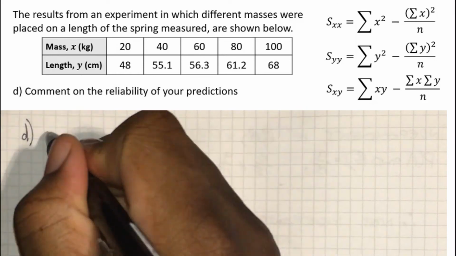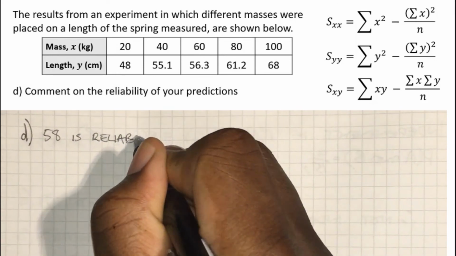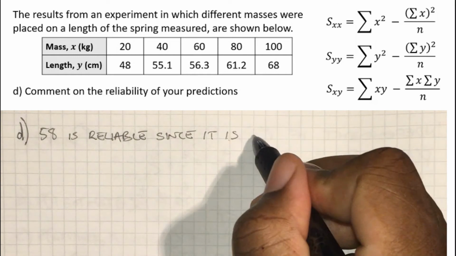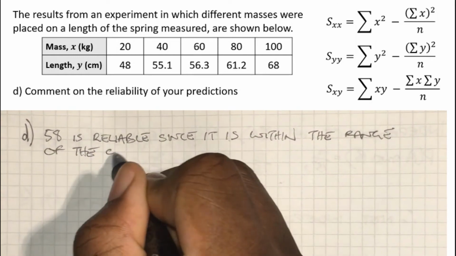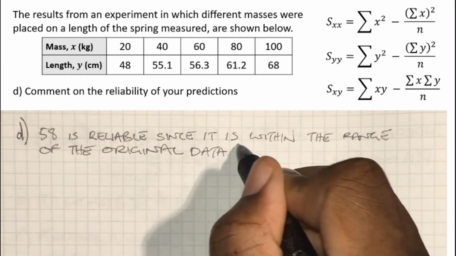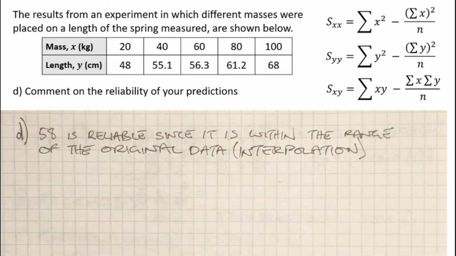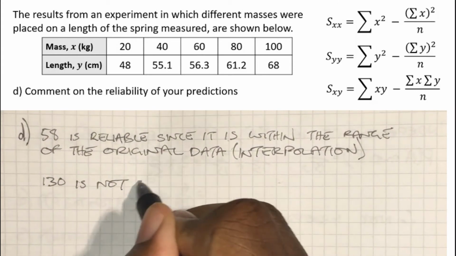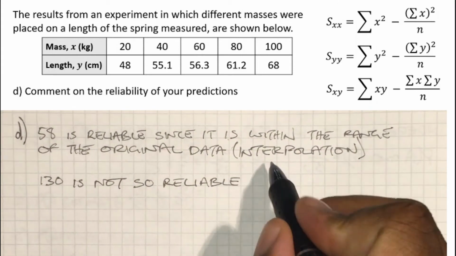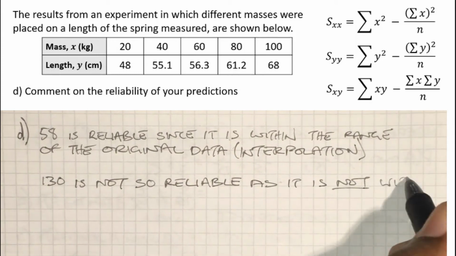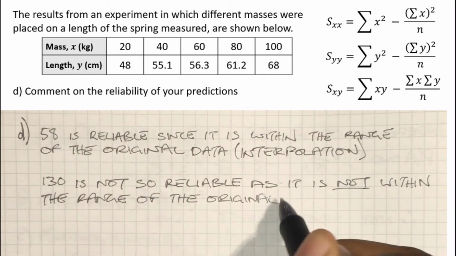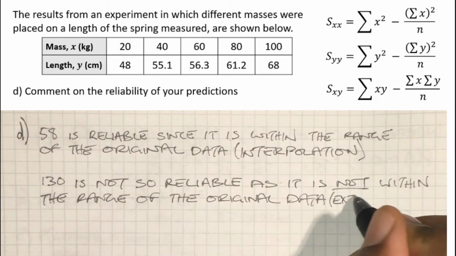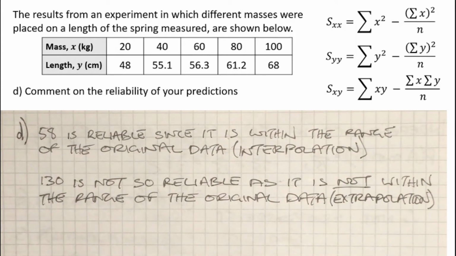Finally, part D just asks us to talk about the reliability of each of those predictions. Now, just like we saw in straight maths, if we make a prediction within the original data, it's reliable, and that's interpolation. Anything outside of the original data, 130 was bigger than any of the original data points. This is extrapolation. Extrapolation is dangerous. Extrapolation is unreliable. We do not like to extrapolate. So 58 is reliable, 130 not so much.